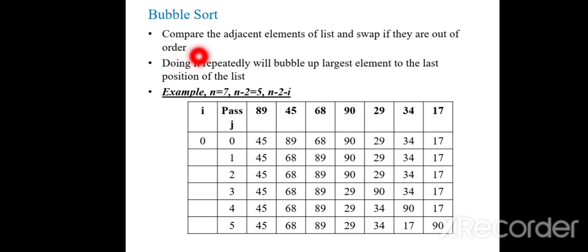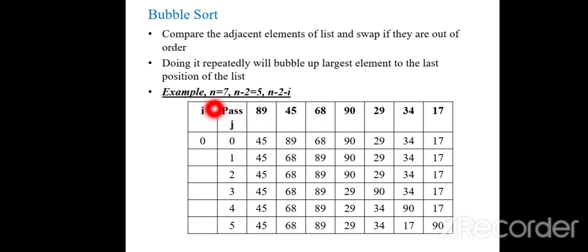Whereas in selection sort we compare one element with all the other elements in one pass, in bubble sort we compare only the adjacent elements of the list and swap if they are out of order. Doing this repeatedly will bubble up the large elements to the last position of the list. This is the ultimate procedure of bubble sort. We consider an example with an array of items where the elements are 89, 45, 68, 90, the same example which we considered before.